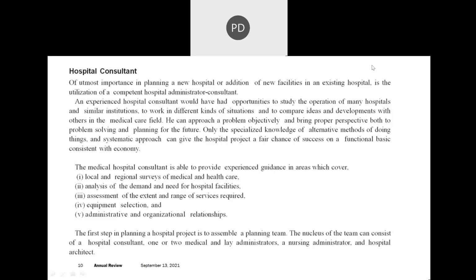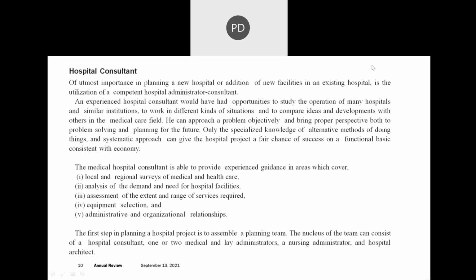First is the local and regional survey of medical and healthcare. Basically these people will come in at the time of need assessment. In the need assessment, you will also do the local and regional surveys of medical and healthcare. Where will that fall? It will probably come under hospital statistics.